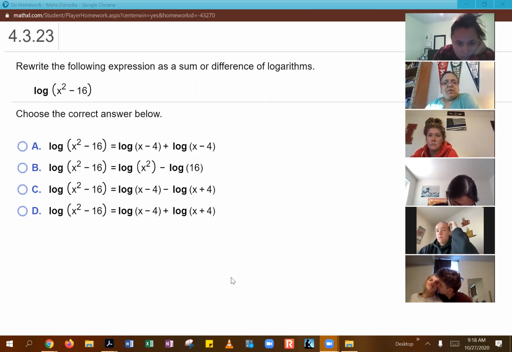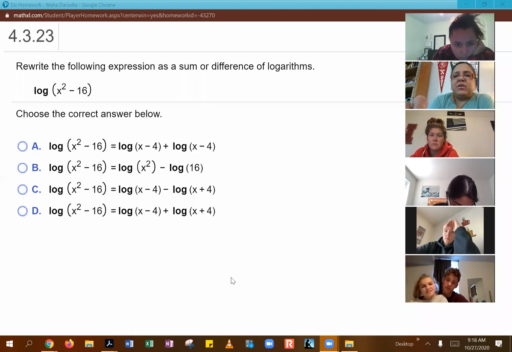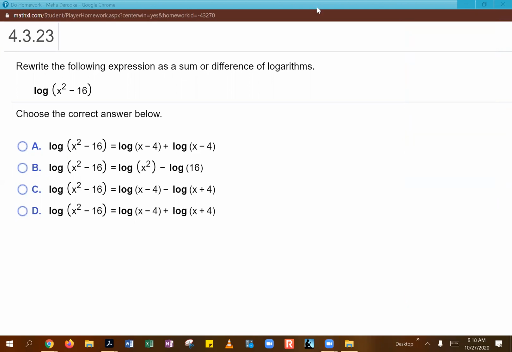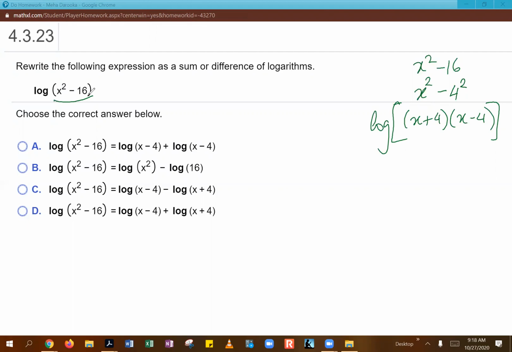So what's happening over here, as you can see, is we are again given x squared minus 16 inside the parentheses. So you can again use the idea of difference of squares, because I can rewrite that 16 as 4 squared. So this will factor into x plus 4, x minus 4. So you can basically have log of (x plus 4)(x minus 4) if we go ahead and factor that out. Since we are multiplying the x plus 4 and x minus 4, this is where we would use our product rule.